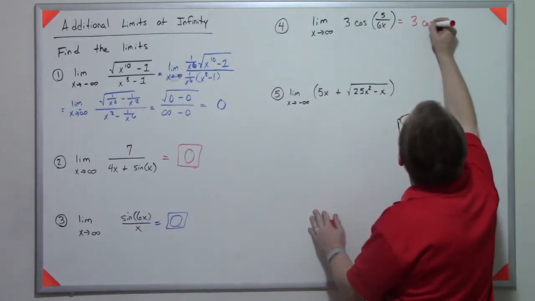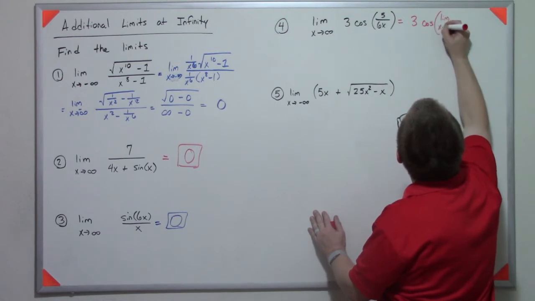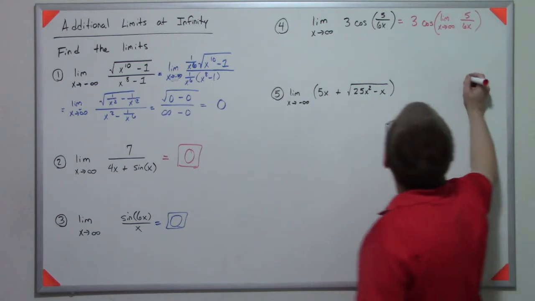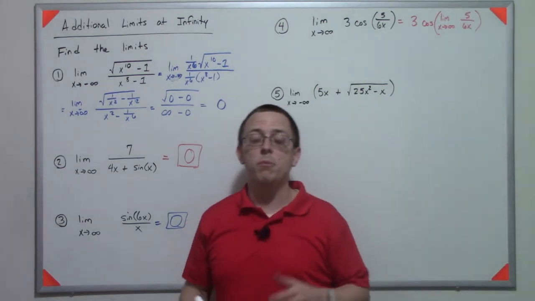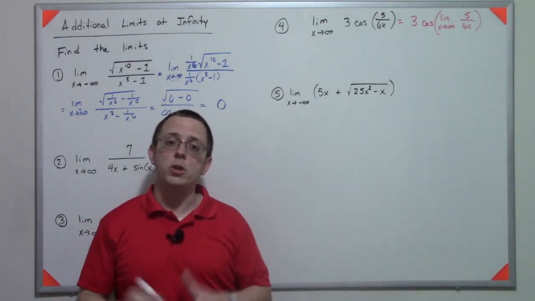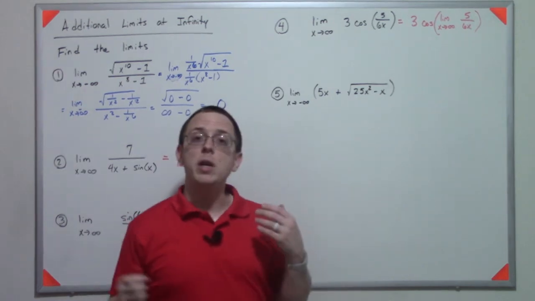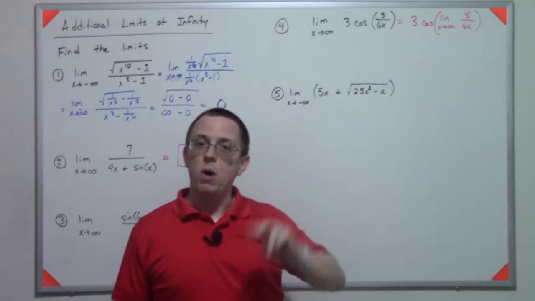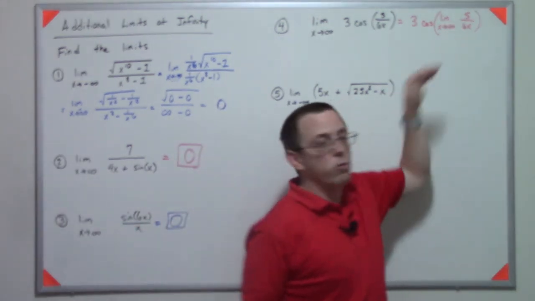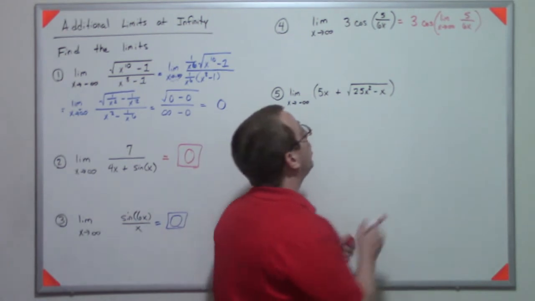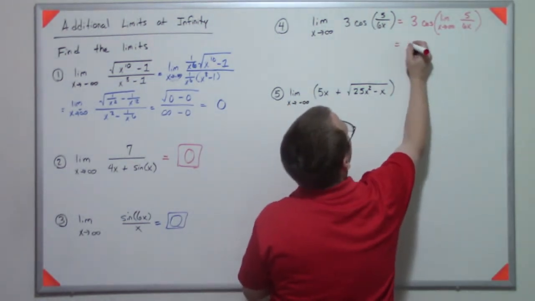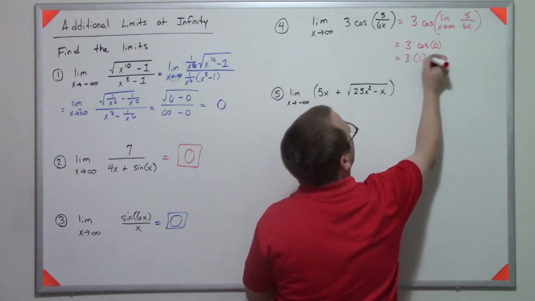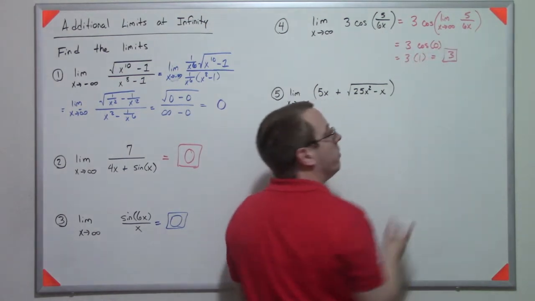3 cosine the limit as x approaches infinity of 5 over 6x. I don't know if you remember that, but it's a continuous function, so we can pass the limit inside. Since we can pass the limit inside, this is just a standard rational polynomial, and we know that something over x just drives down to 0. So this becomes 3 times the cosine of 0, which is 1, giving us a final answer of 3.